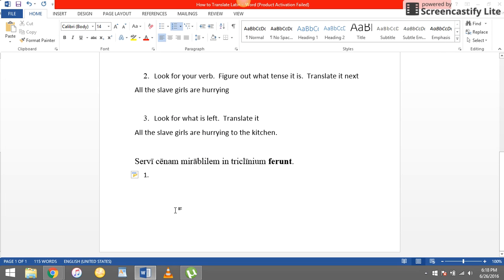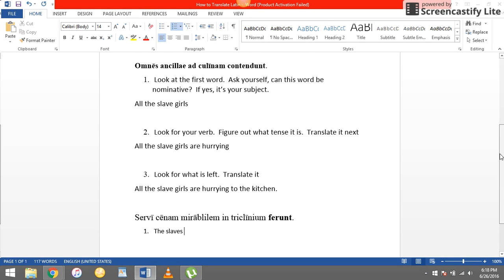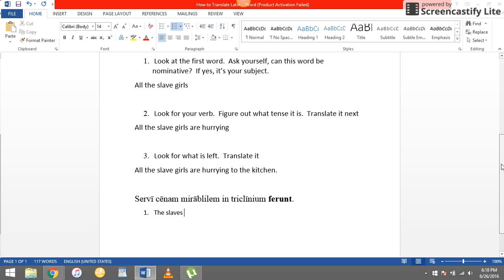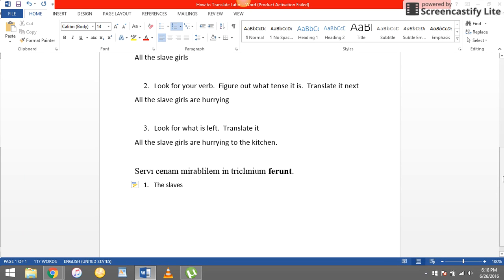So we are slaves. So the slaves. Perfect. Now in this case, slaves is a noun. Remember up here we had an adjective first, so we had to look for a noun. But here it's a noun, so we're good. Now we go to step 2, which is look for your verb. Figure out what tense it is. Translate it next. Here's our verb, ferunt.